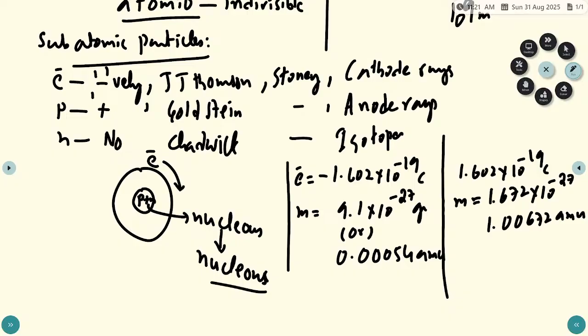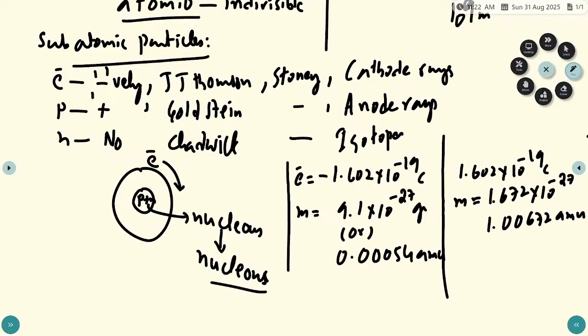So the proton mass is about 1 AMU, and the mass of the electron is very less, 0.00054. So the electron mass is negligible during the calculation of atomic mass. While calculating atomic mass, the electron mass is not considered, compared with the proton's 1.00672.